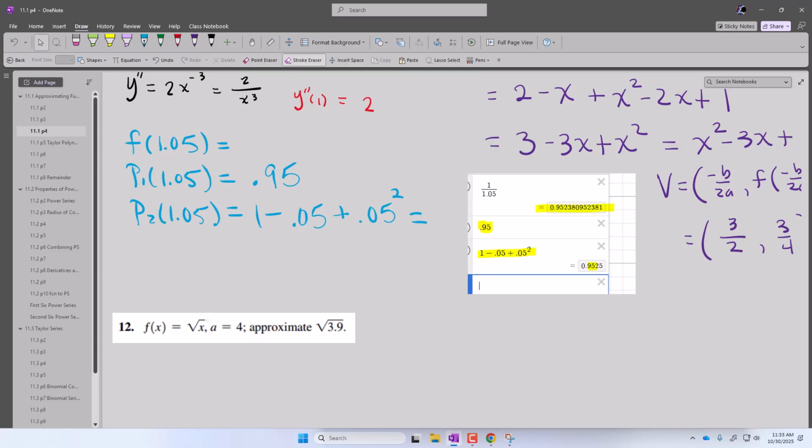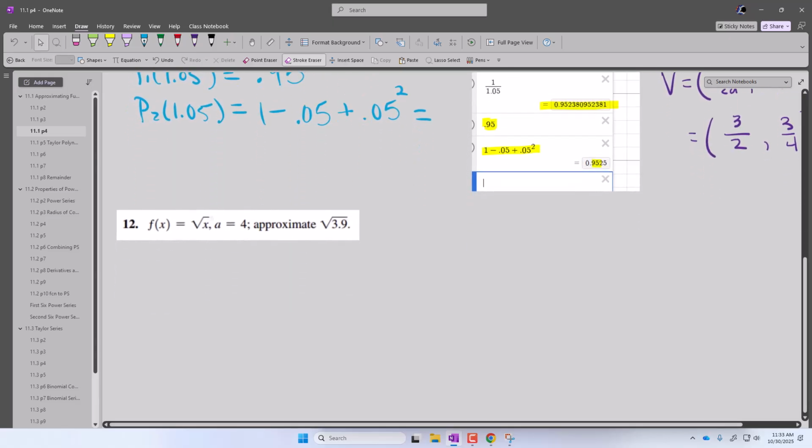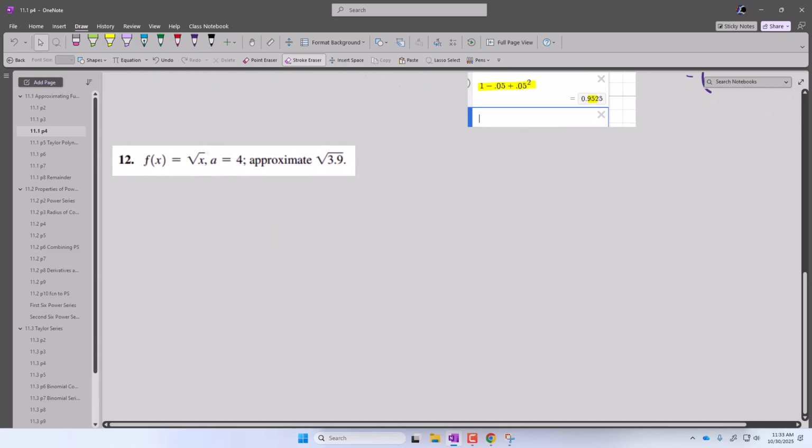That if we keep going out, create the best quadratic, then the best cubic, then the best quartic, etc., we will get better and better approximations. And as we go further out, we'll see that we can get as much accuracy as we want. So let's try one more of these.